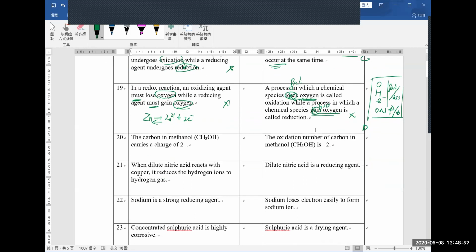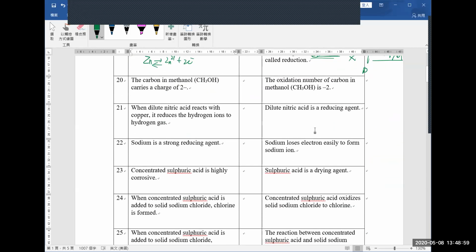Question 20. The carbon in methanol carries a charge of 2 minus. The oxidation number of carbon in methanol is minus 2. Can you see the difference between the two? So what is your answer? What do you think will be the answer?